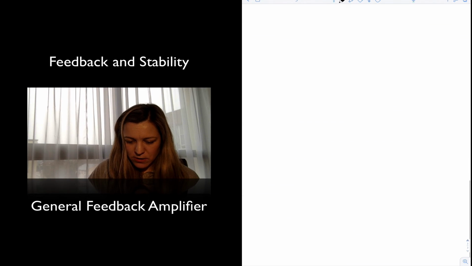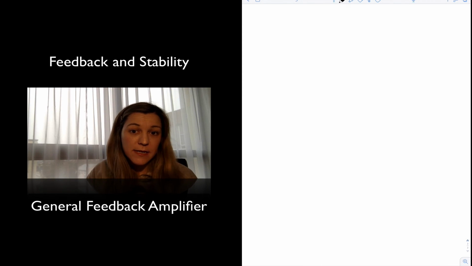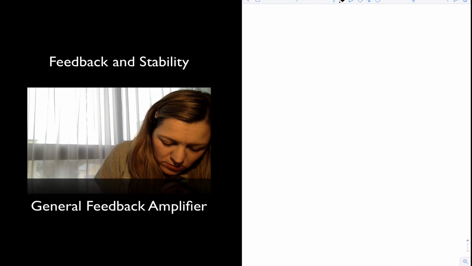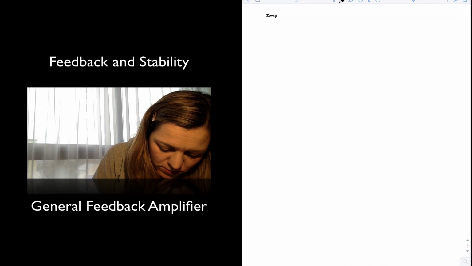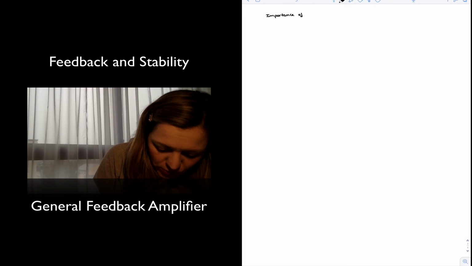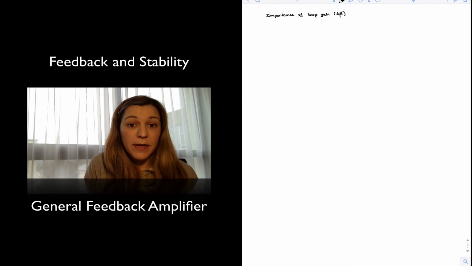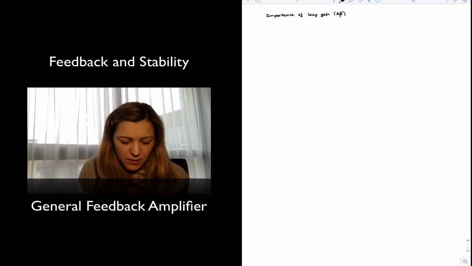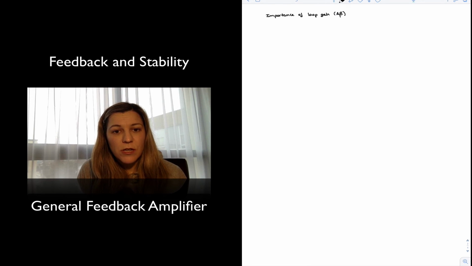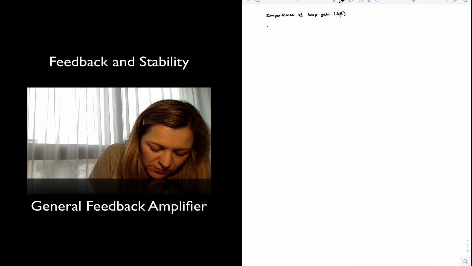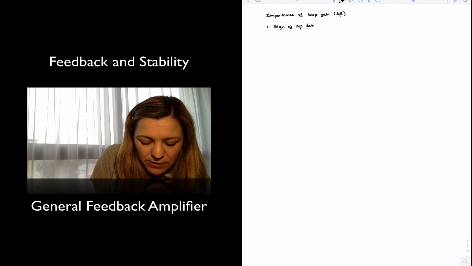Let's go ahead and mention a few of the reasons why the loop gain A times beta is an important quantity. So we have importance of loop gain, which is the product of A times beta. And the first reason why it is important is because it is the loop gain that is going to determine or allow us to determine whether we are encountering positive feedback or negative feedback. Specifically, the sign of the loop gain determines the polarity of the feedback.